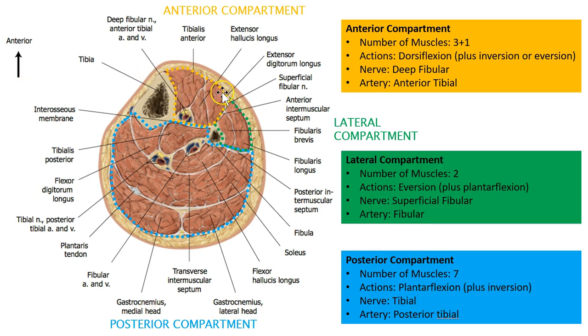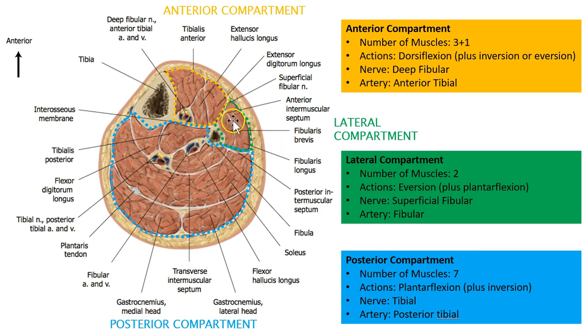So again, here we see the anterior compartment just lateral to the tibial crest, which is this ridge of bone here that we can palpate anteriorly on our shin. We can see three muscles: a tibialis anterior muscle, an extensor digitorum muscle, and a deep extensor hallucis longus muscle. Deep to these three muscles is the neurovascular bundle, the deep fibular nerve, and the anterior tibial artery and vein.